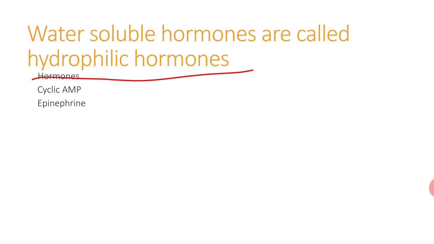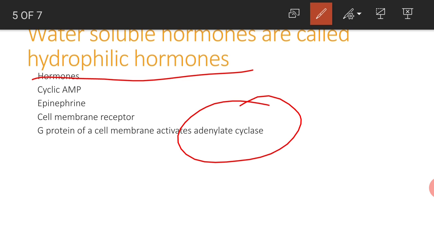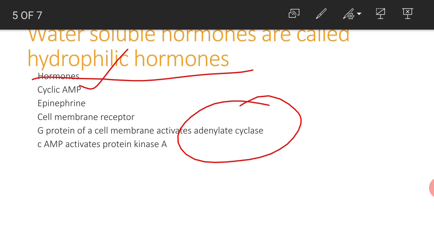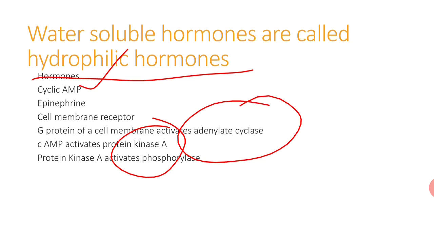Now, epinephrine binds to cell membrane receptor and now this receptor is nothing but a G protein of cell membrane and now this activates adenylate cyclase enzyme which is responsible for the production of cyclic AMP. This cyclic AMP activates protein kinase A. Protein kinase A activates phosphorylase. The phosphorylase converts glycogen to glucose 6 phosphate.